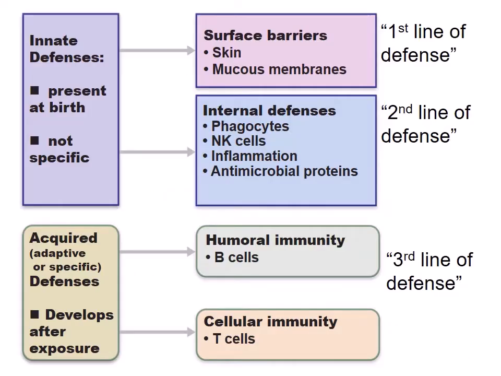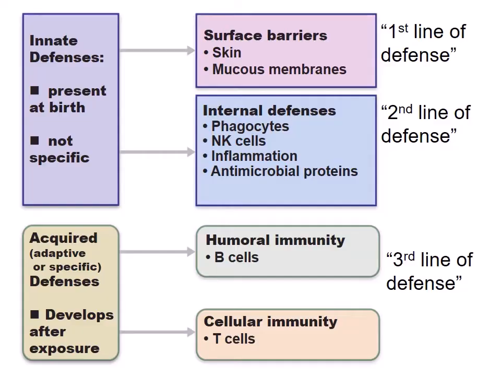So this is not from our book, but I really like this picture. It shows you the innate defenses and the acquired defenses, and then it breaks down your innate defenses, which again are present at birth or not specific, into big categories. Really, your first line of defense is your skin and mucous membrane, so your surface barriers, and then you have non-specific internal defenses as well, like phagocytic cells. Remember, phagocytic cells are cells that eat things. Natural killer cells. You've also got inflammation and antimicrobial proteins, and we'll hit those up coming up here in a second.